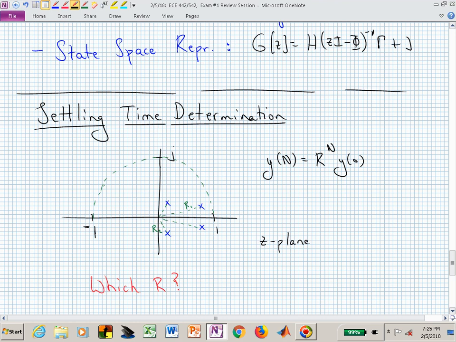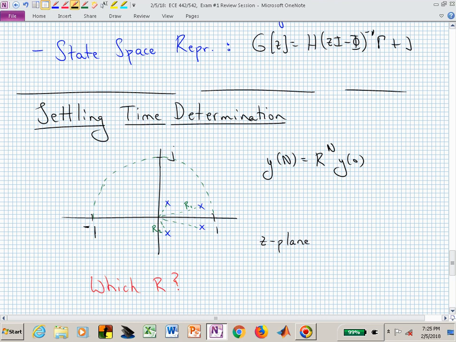What R do you use? Which R do you use to find the settling time? Here we're wanting to know, what is capital N? How many capital N's will it take, or what's the value of capital N? How many contractions on R will it take for y of capital N to be 1% of y of 0? That's what we mean by the settling time. If that's the case, it hinges on picking an R. Which R do we pick?